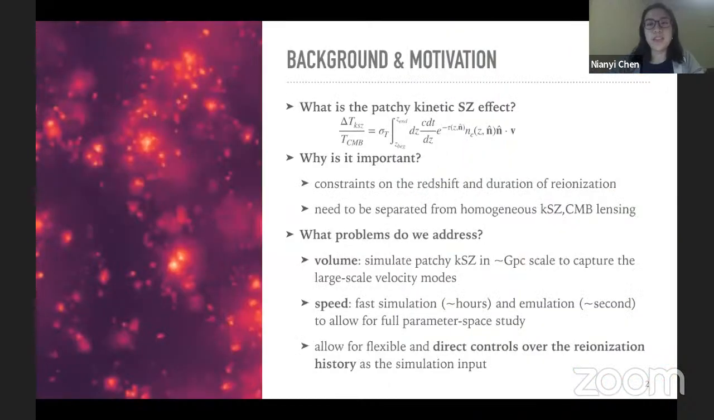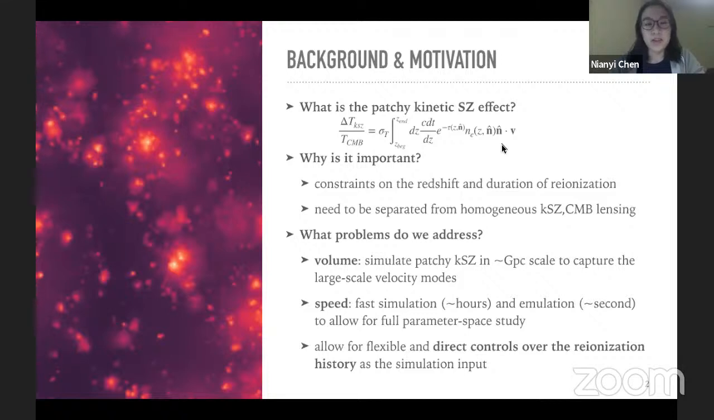I'm sure you've already heard about this plenty of times, but the patchy kSZ effect is due to the bulk motion of free electrons scattering off of CMB photons. And the kSZ signal can be calculated by integrating the free electron momentum along the line of sight.